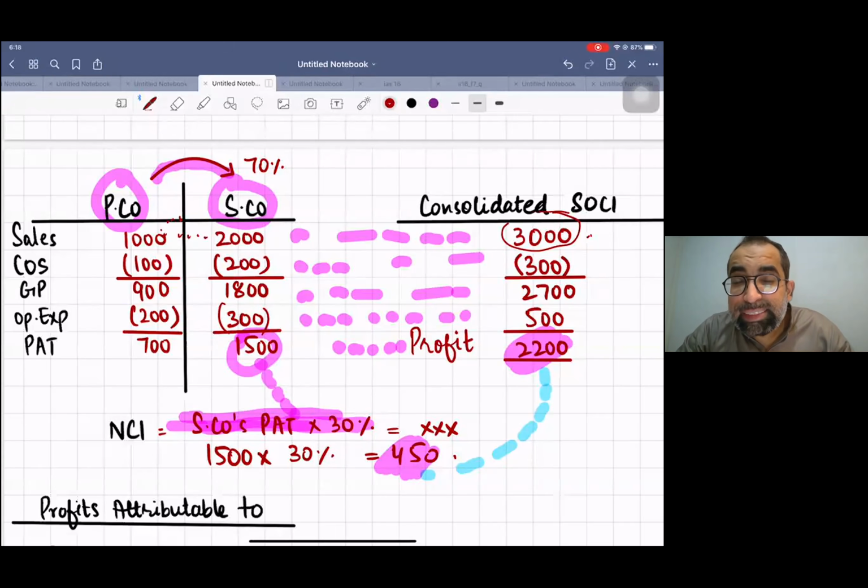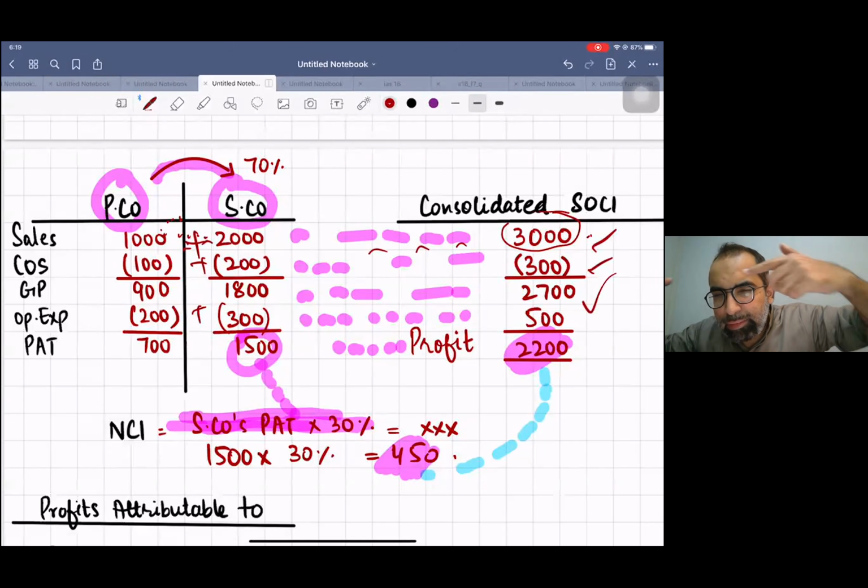But with subsidiary companies, the story is different. With the subsidiary company's income statement, the story is different. See, the subsidiary company's data is added with the P company to get consolidated data, plus the subsidiary company's profit after tax is also used to calculate NCI, because the 30% owners are the NCI people, right?